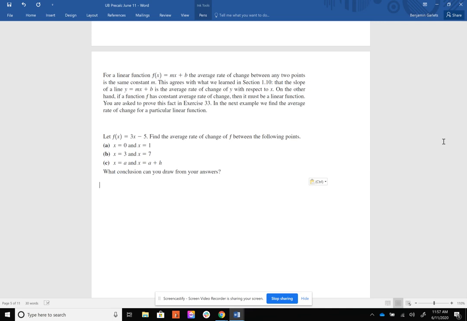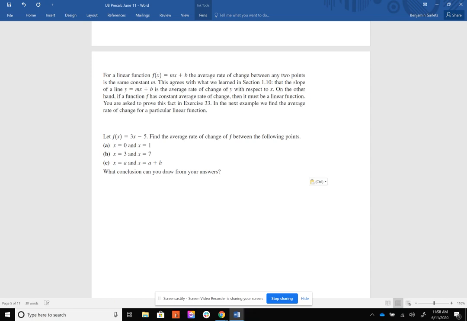Per what I said, I just wanted to walk through this last example that we didn't get to, so that you can review that. This example explores the question. We've already seen that some curves do not have the same rate of change between all of their inputs. So the question is, well, what about a linear function? And so we're going to explore that.